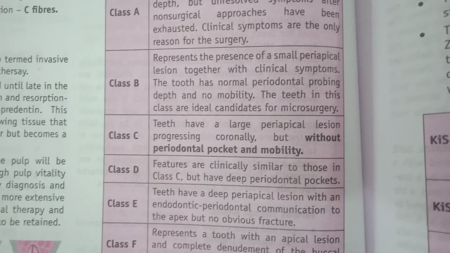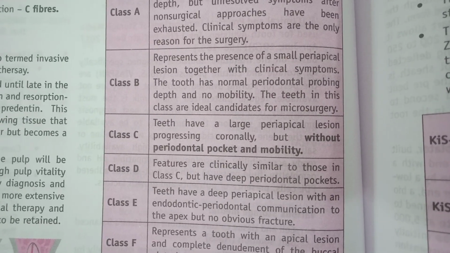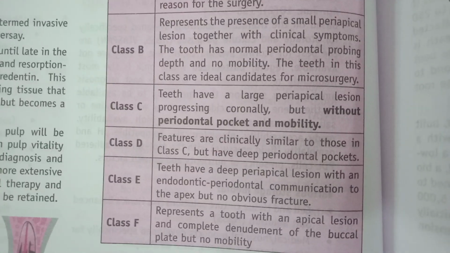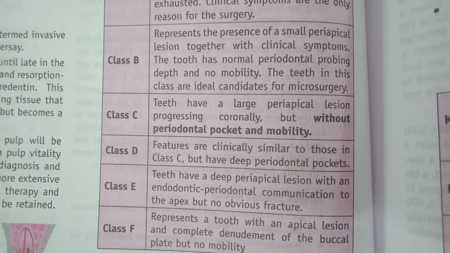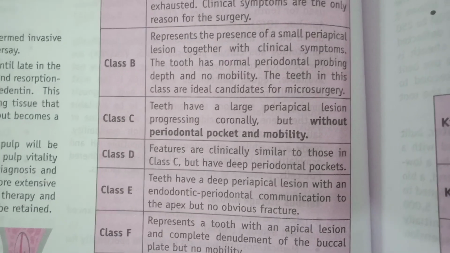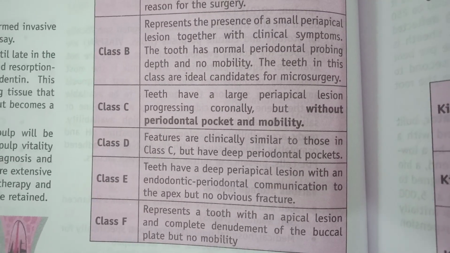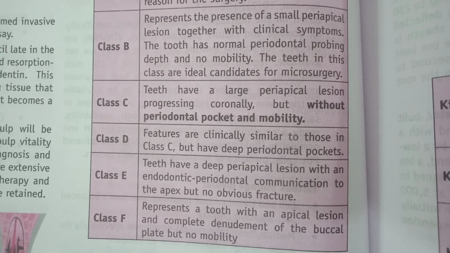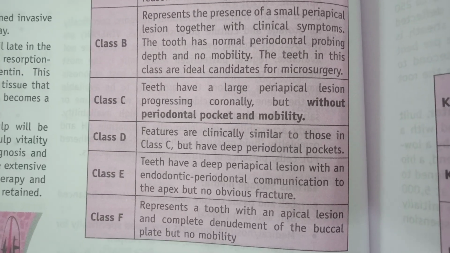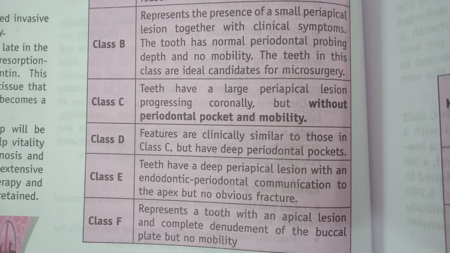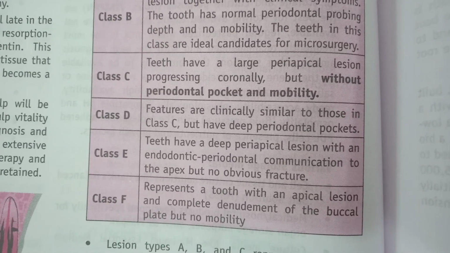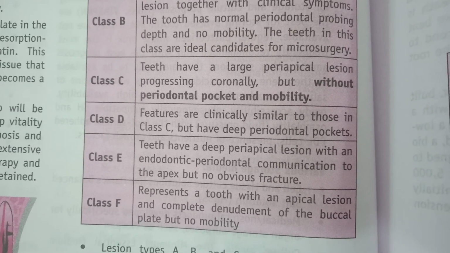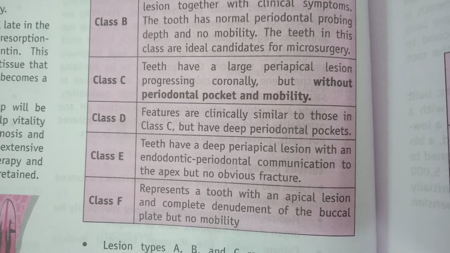Now class C, teeth have a large periapical lesion progressing coronally but without periodontal pocket and mobility. Now class D, features are clinically similar to those in class C but have deep periodontal pockets. Now class E, teeth have a deep periapical lesion with an endodontic periodontal communication to the apex but no obvious fracture. Class F represents a tooth with an apical lesion and complete denudement of the buccal plate but no mobility.